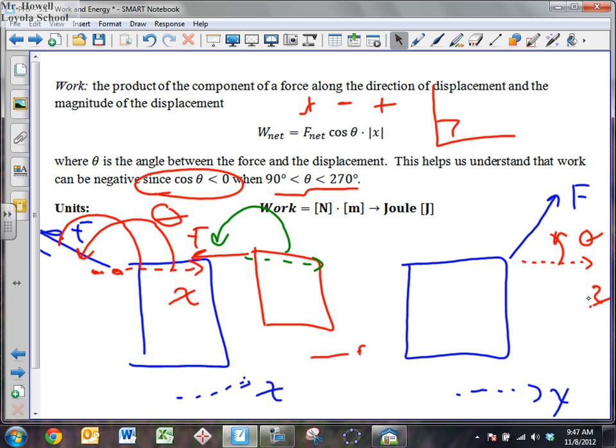Now, let's look at our units real quick. The units of work: force is measured in newtons. Cosine of an angle has no units at all. X is measured in meters. A newton times a meter is called a joule.